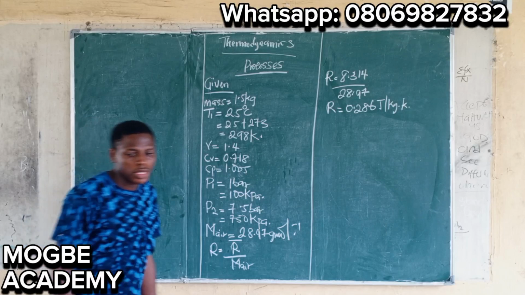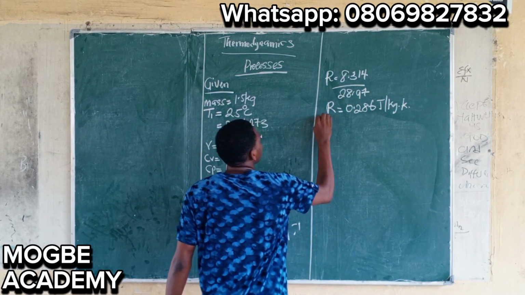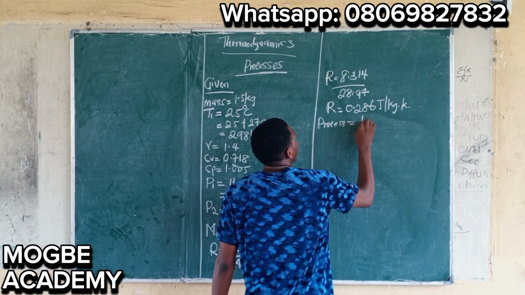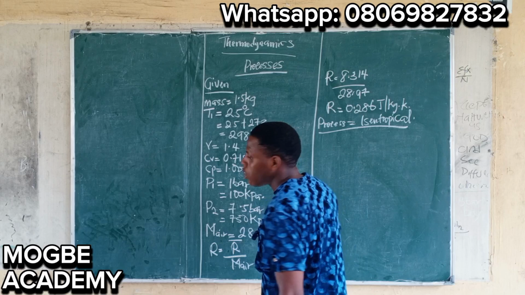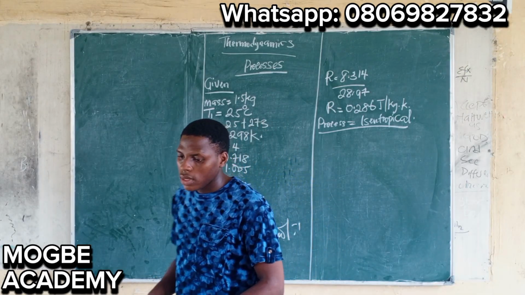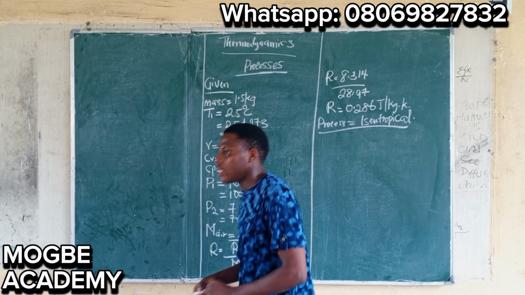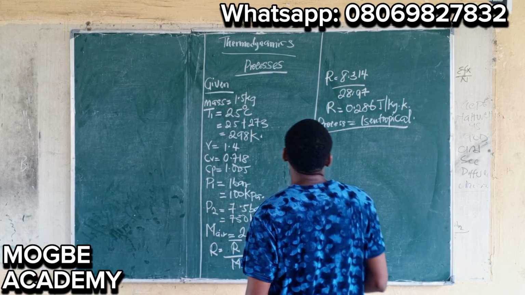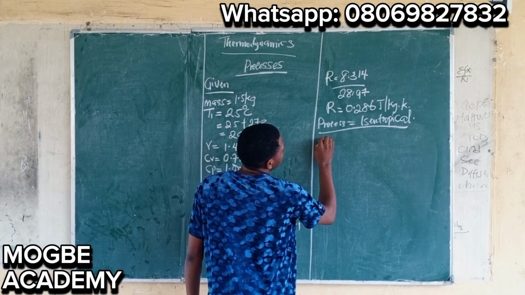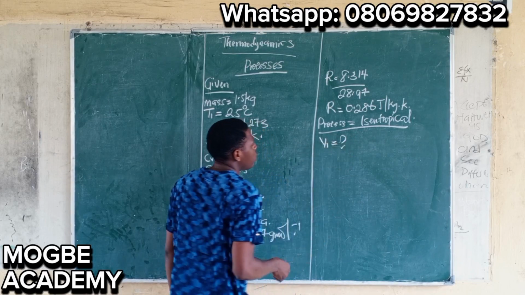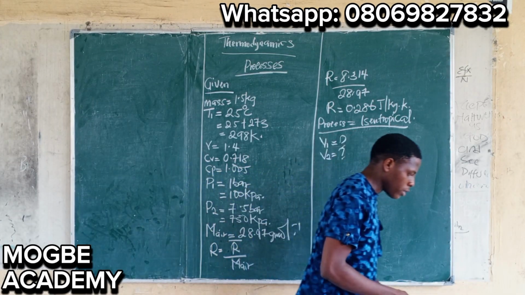Now look, in your question they say the process is isentropic. Now quickly go back to those stages. The first thing we have to find was to calculate the initial and final volume of air. The initial volume V1 is not given, and V2 is not given. That was the first question.